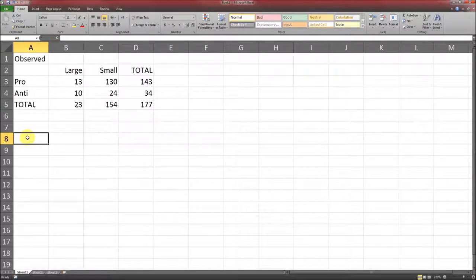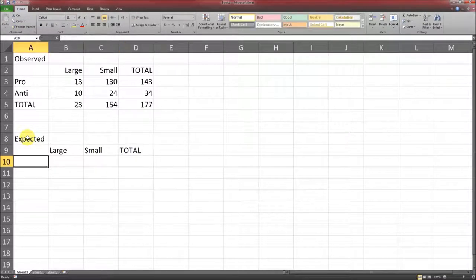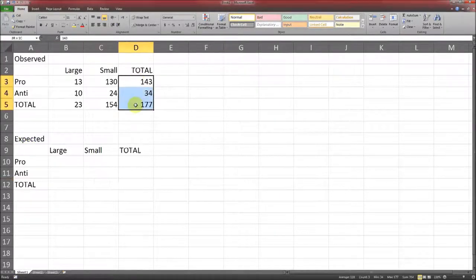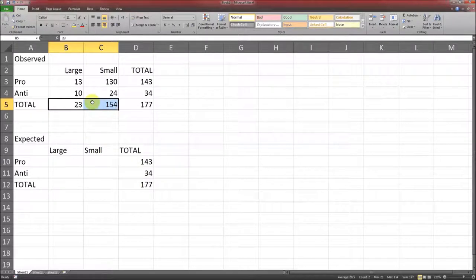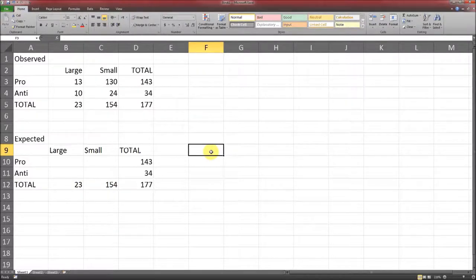Now, next table we have to create is the expected. And again, I'm just using Excel for the arithmetic. Large, small, total, pro, anti, total. To get the expected table, we'll just copy the totals over, because the totals are what we really need. And this is based on one of the definitions of independence. If we recall previously, events A and B are independent if the probability of A times the probability of B is equal to the probability of A and B.